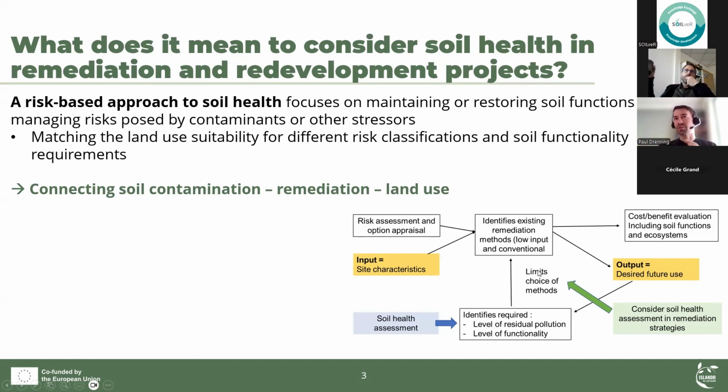But we can modify this process a bit by integrating a soil health assessment to also identify maybe levels of residual pollution that should be managed, bioavailability, for example, and also the level of soil functionality. When we consider the soil health assessment and our choice of remediation strategy, that may limit or refine our choice of suitable methods depending on what we're trying to achieve. And we can also integrate this knowledge into, say, a cost-benefit analysis to also take into account the soil functions and ecosystems as an important objective in our site management process. So that's the overall idea here.